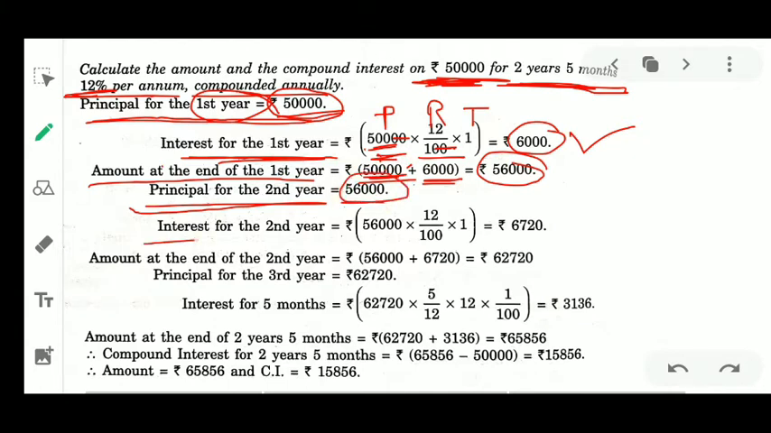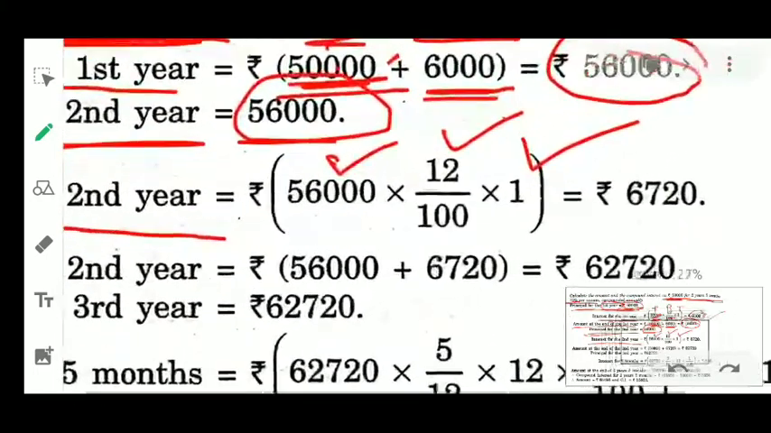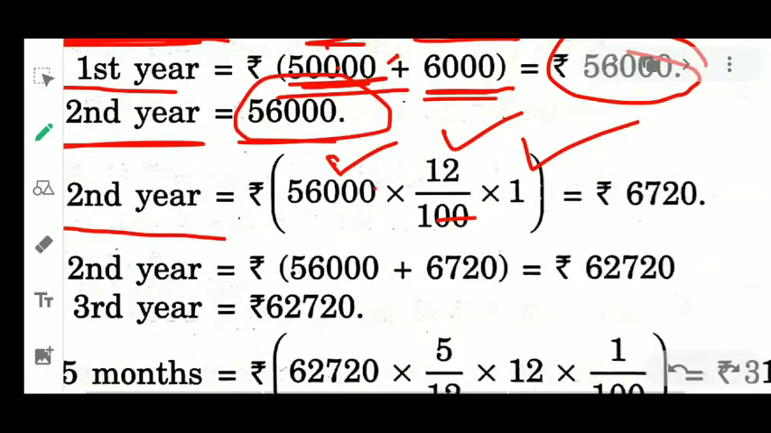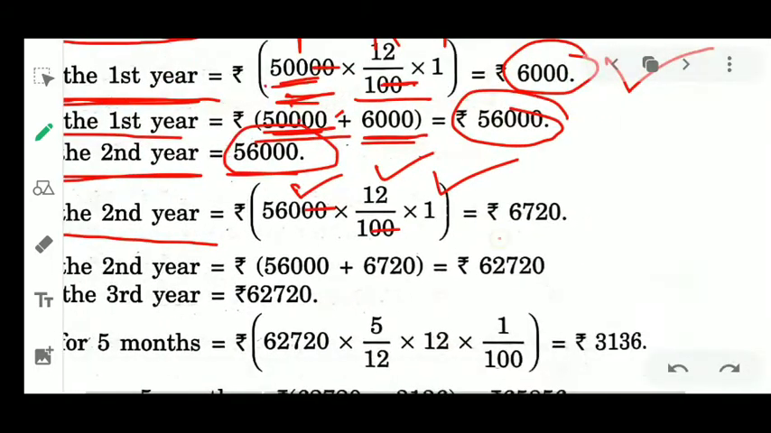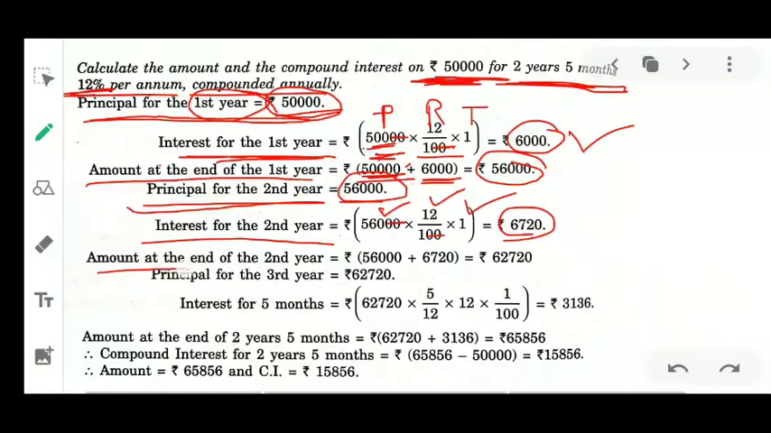Now interest for the second year is P into T into R, that is 56,000, 12 is R, and 1 is time, by 100. Now the 0s will be cancelled here. Then 12 into 560 equals 6,720. Now the amount at the end of the second year equals 56,000 plus 6,720, that is P plus I, equal to 62,720.